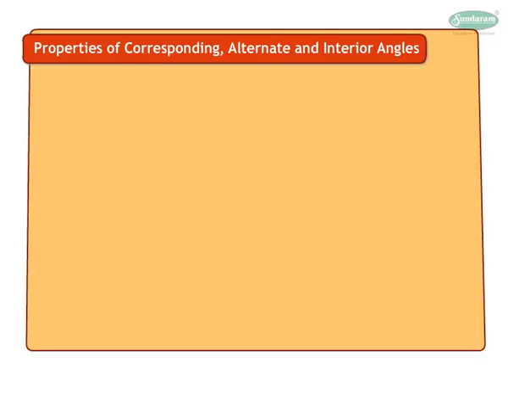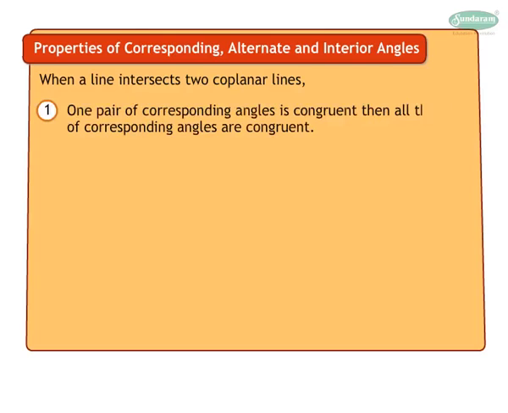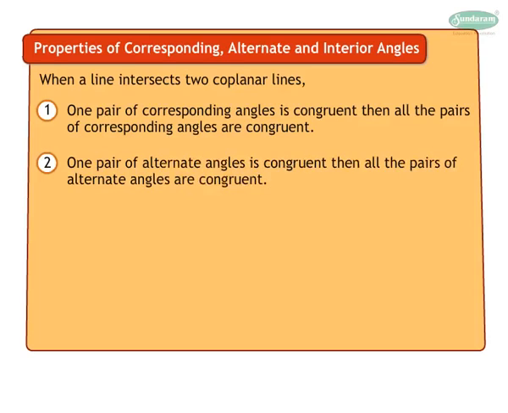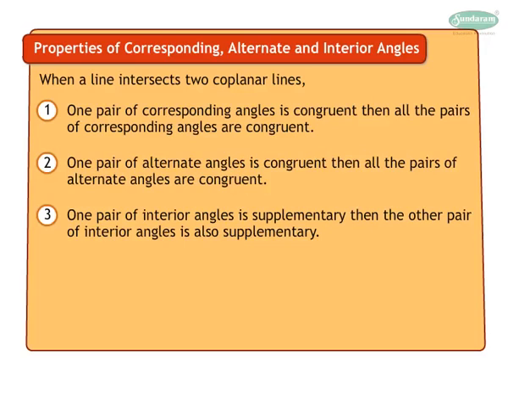Properties of corresponding, alternate and interior angles. When a line intersects two coplanar lines: 1. If one pair of corresponding angles is congruent, then all the pairs of corresponding angles are congruent. 2. If one pair of alternate angles is congruent, then all the pairs of alternate angles are congruent. 3. If one pair of interior angles is supplementary, then the other pair of interior angles is also supplementary.